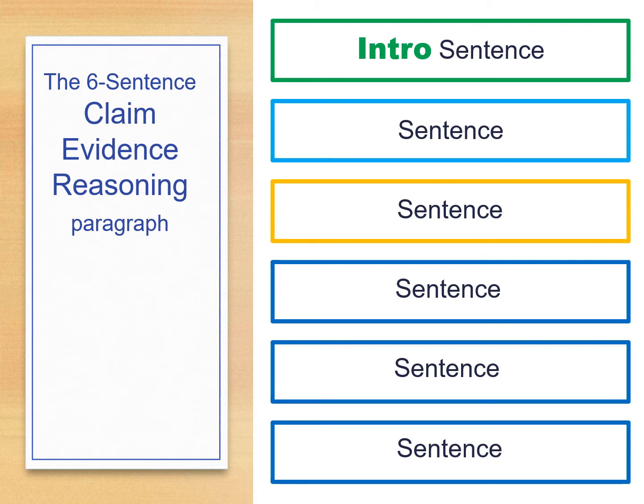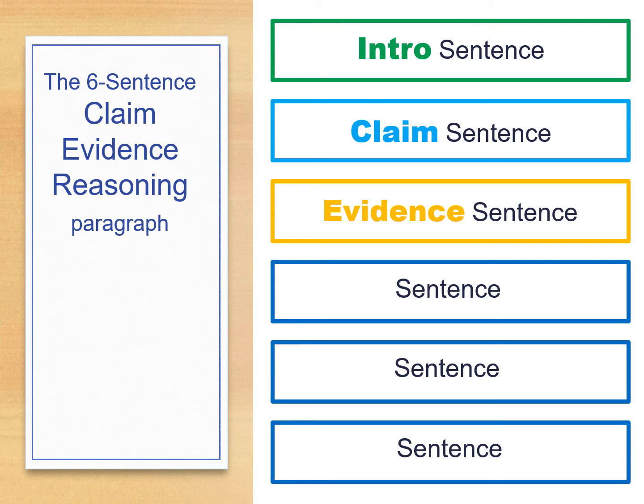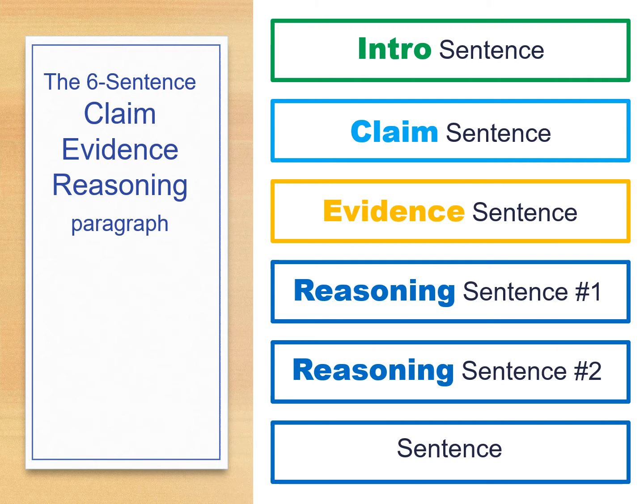The intro sentence, the claim sentence, the evidence sentence, reasoning sentence number 1, reasoning sentence number 2, and reasoning sentence number 3. 6 sentences: intro, claim, evidence, reasoning 1, reasoning 2, reasoning 3. Put it all together and you've got a really nice claim evidence reasoning paragraph.